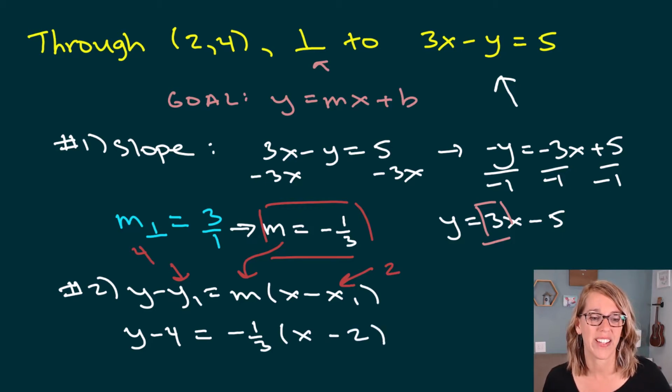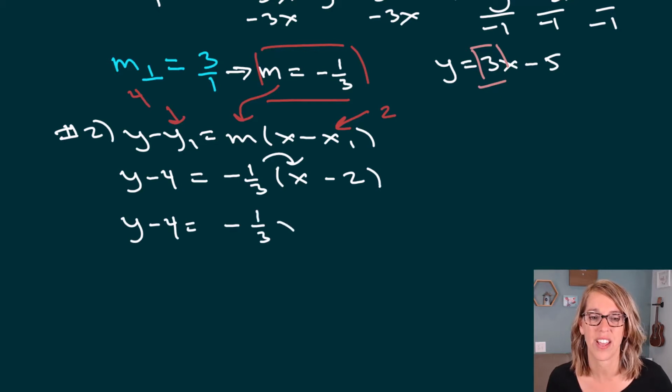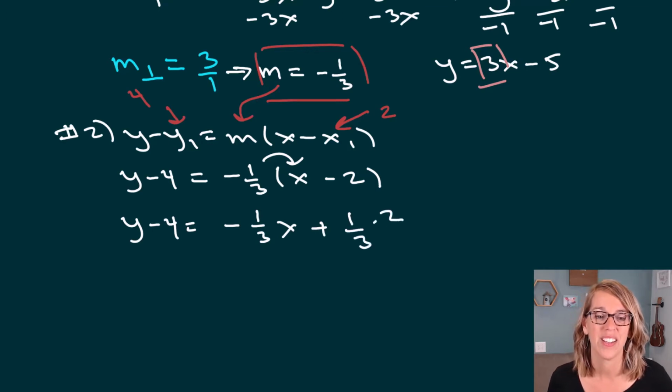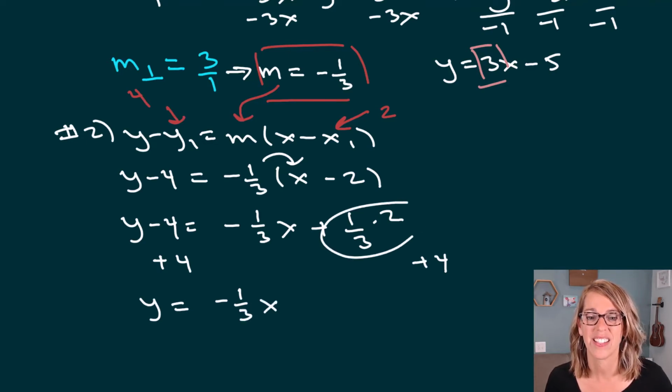We need to multiply that negative 1/3 through, and we're going to get, I'm just going to rewrite the y minus 4 is equal to negative 1/3 x. Negative times negative 2, that's going to be plus 1/3 times 2. While we're at it, let's add that 4 to both sides. So I get y is equal to, so close to our answer here, negative 1/3 x. This 1/3 times 2 is plus 2/3 plus 4.